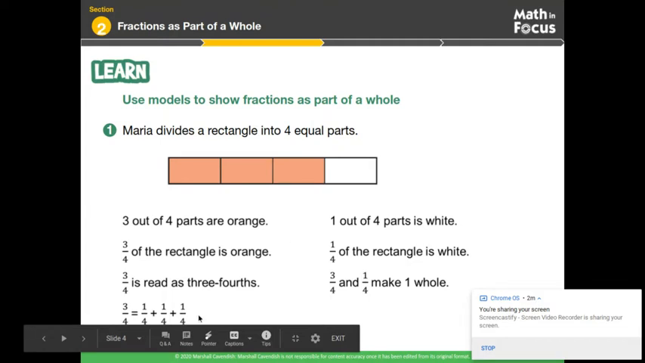Another way is to write down the parts as an addition sentence and what they equal to.